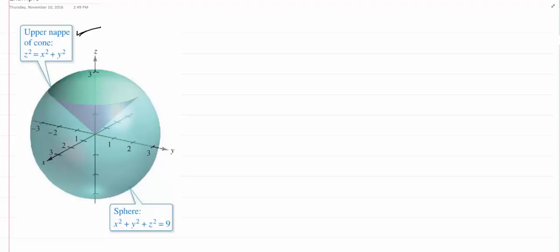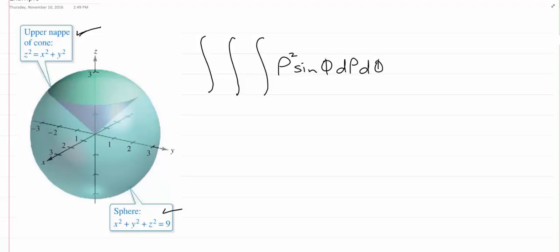The giveaway, the hint, is that we have a sphere, right? We're dealing with a sphere. So oftentimes that's when we're going to use spherical coordinates. So here I go. I'm going to set up my integral. And first thing I do is I put rho squared sine phi. And then I've got to determine how to go about my integration. I think what I'll do first is integrate with respect to rho, then phi, and then theta.